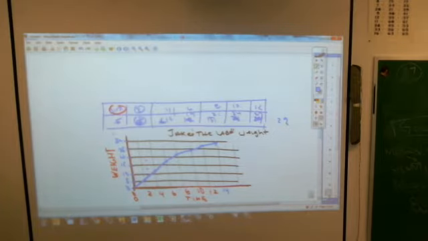Number 8, at the beginning of which year were his stocks worth the most? When were his stocks, Brendan, worth the most?